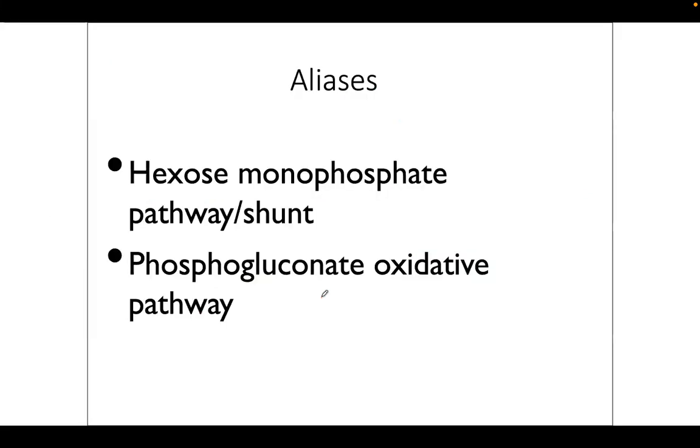Now, of the several aliases that I mentioned earlier, these are the 2 aliases that recently popped out in the licensure exams. First is hexose monophosphate pathway or shunt. Next is phosphogluconate oxidative pathway. Again, these are the 2 aliases that recently popped out: hexose monophosphate pathway or shunt, and phosphogluconate oxidative pathway.